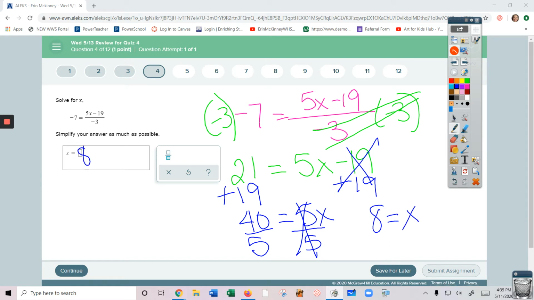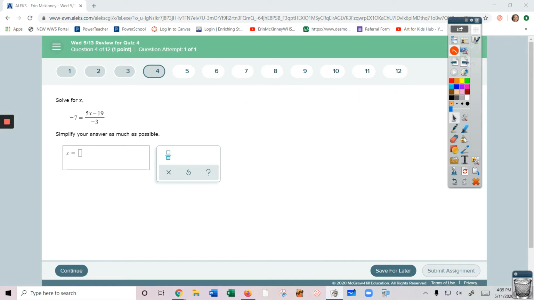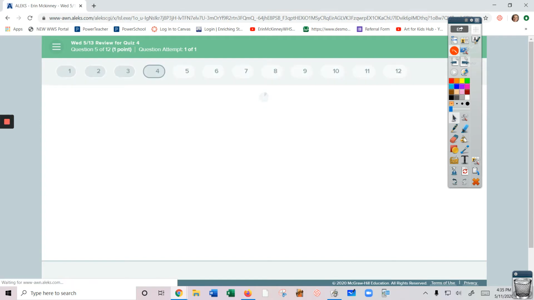Okay, and at this point, we've had multiple days of review with equations. It's something that we were in class to work on, so that should be something that you feel quite confident with.